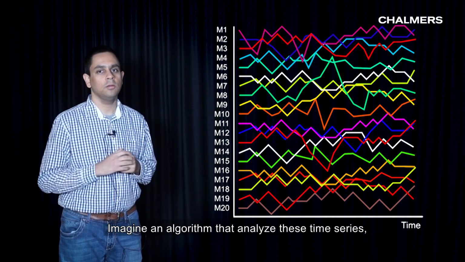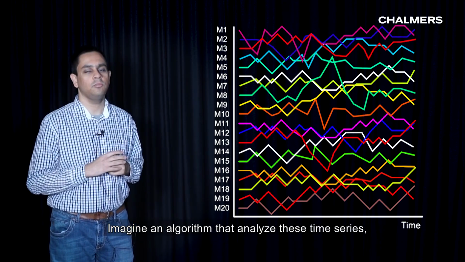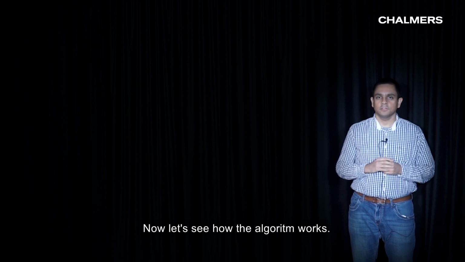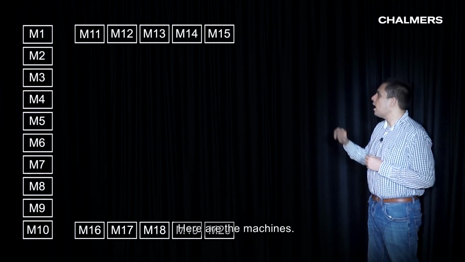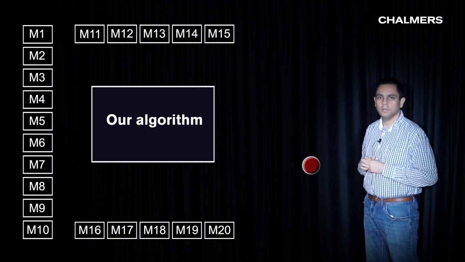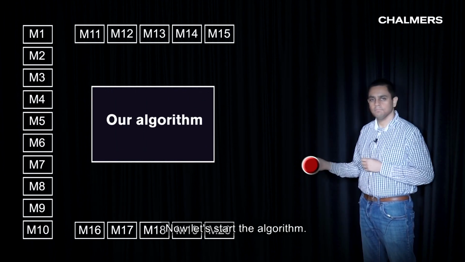Imagine an algorithm that analyzes this time series and then gives you the result of a bottleneck. Now let's see how the algorithm works. Here are the machines, and this is the core algorithm that we designed to detect the bottleneck. Now let's start the algorithm.